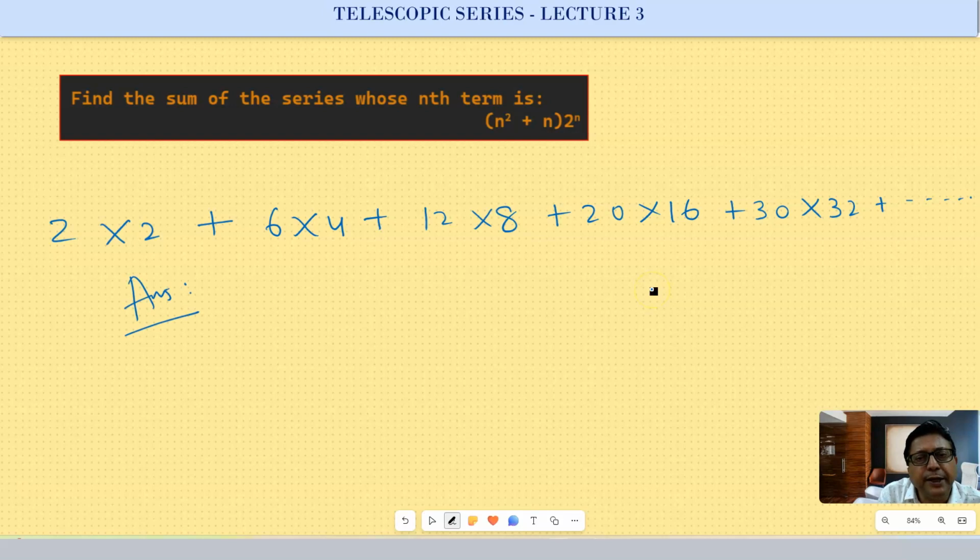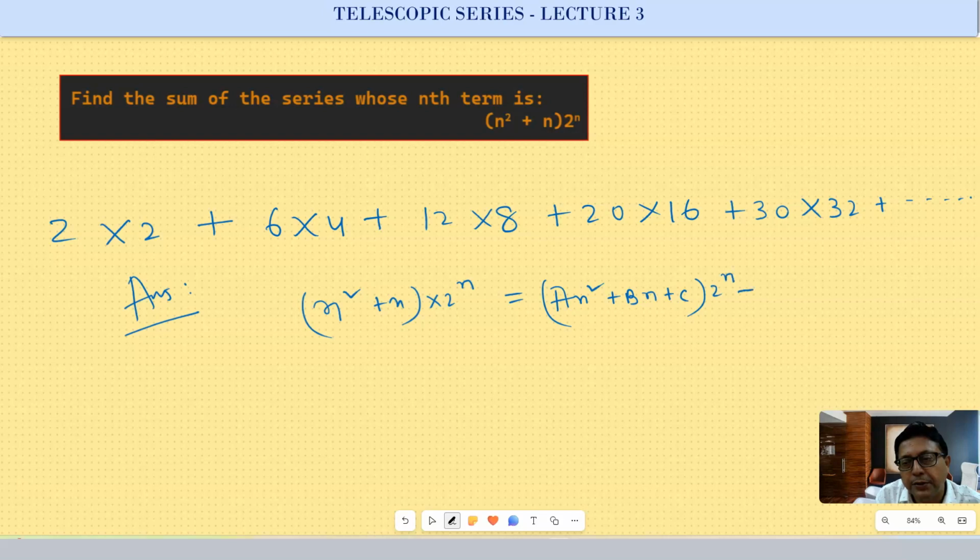This we write, let Tn equal n square plus n times 2 to the power n, equal to an square plus bn plus c times 2 to the power n minus 1 whole square. We can write n minus 1 or n plus 1 as you like. If you want to write it in the form of n plus 1, you can do it, no problem. But this is also valid.